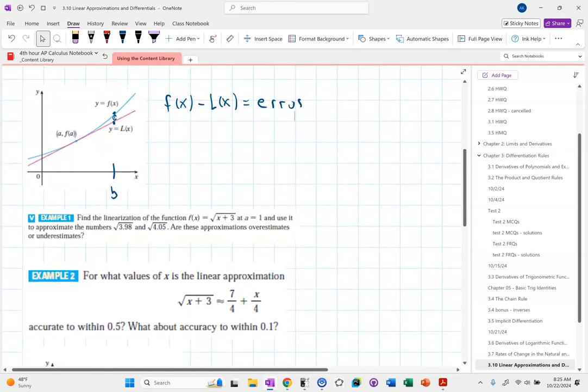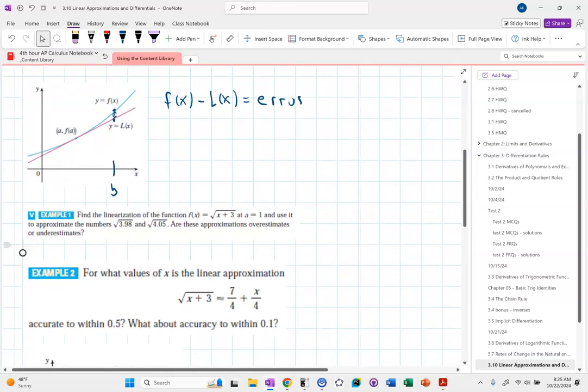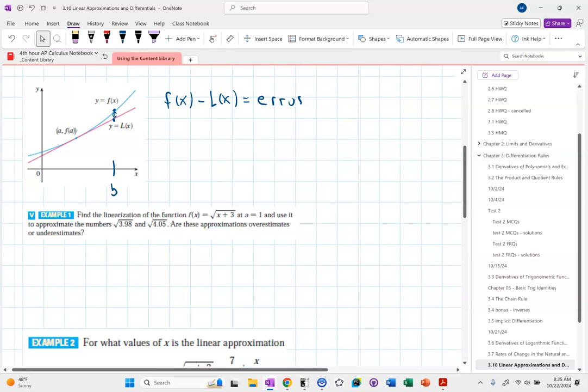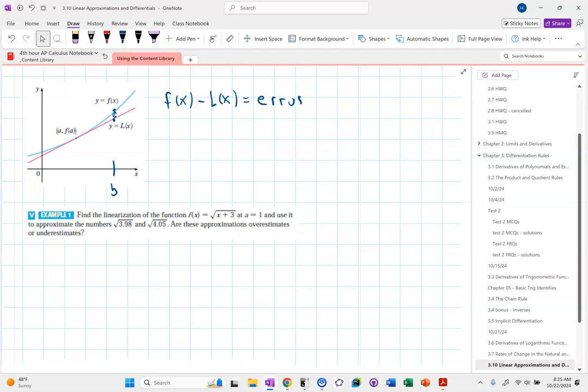So let's look at a specific example here. It says find the linear approximation of the function f of x equals square root of x plus 3 at a equals 1, and use it to approximate the numbers square root of 3.98 and square root of 4.05, and then are these approximations overestimates or underestimates? We'll look at the error there in a second.